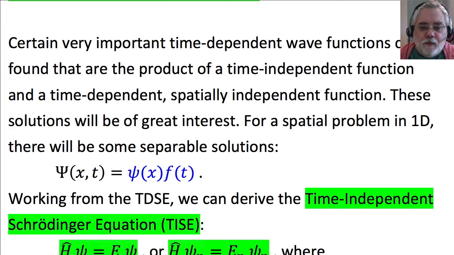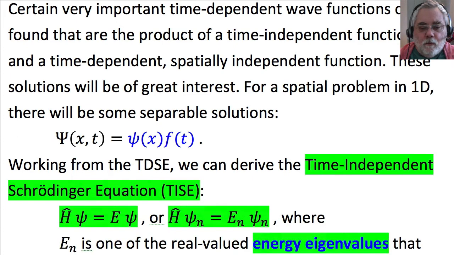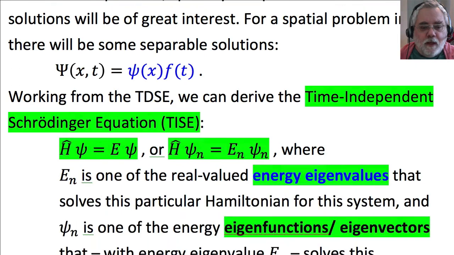We can work from the time-dependent Schrodinger equation to derive the time-independent Schrodinger equation. I'm not going to derive it. It's not difficult. It's in books. I'm just not going to use your time to do that. I'll just give you the time-independent Schrodinger equation, or TISE. Hamiltonian operator, H hat, operating on time-independent wave function, lowercase psi, equals E times psi, where E, we will see, is an energy.